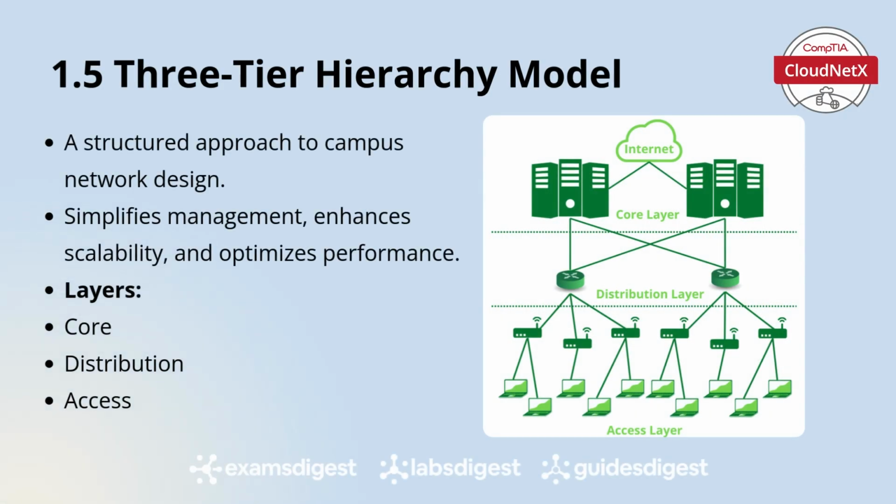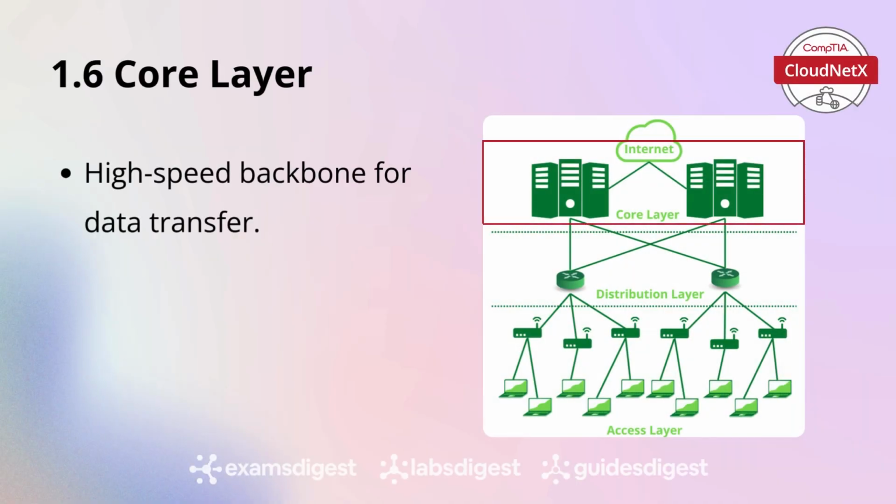Now, let's move to the three-tier hierarchy model, which is widely used in campus network designs to organize and optimize traffic flow. This model divides the network into three layers: core, distribution, and access. The core layer is the backbone of the network, designed for high-speed data transfer between distribution layers. It's optimized for reliability and performance, with minimal latency.